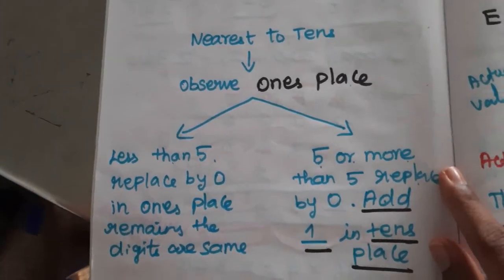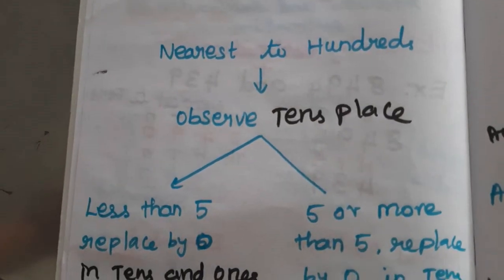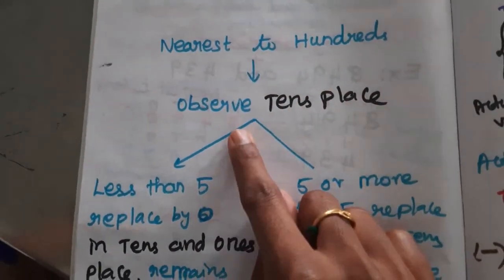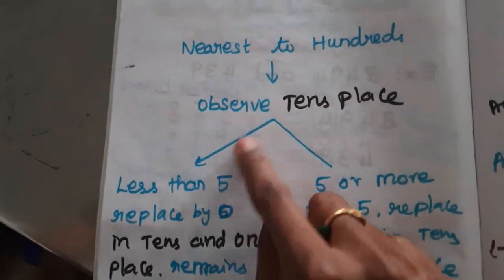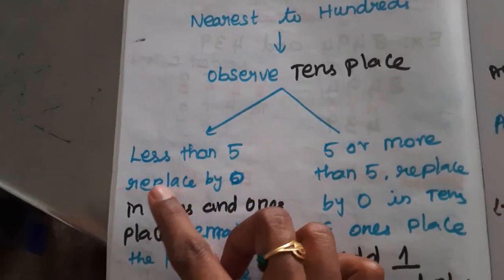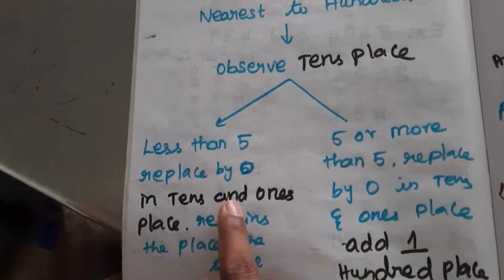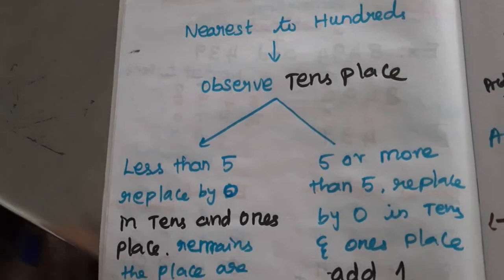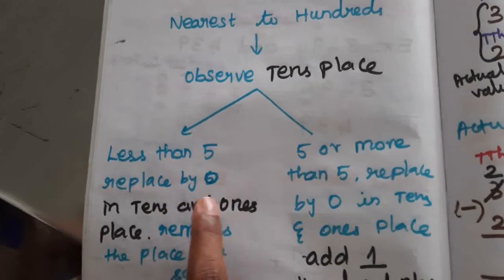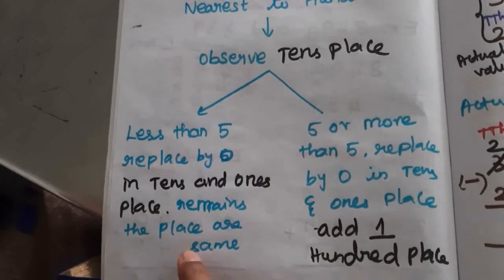Next we have to recall the nearest to 100. Yes, next one is nearest to hundreds. Nearest to hundreds means we should observe the tens place. Tens place means we have two rules. One is less than 5. Less than 5 means the same procedure, replace by 0, but in two places. What are the two places? Tens and ones place. In nearest to tens we replace by 0 in the ones place, but in nearest to 100 we replace by 0 in two places, tens and ones place. Remaining places are the same.